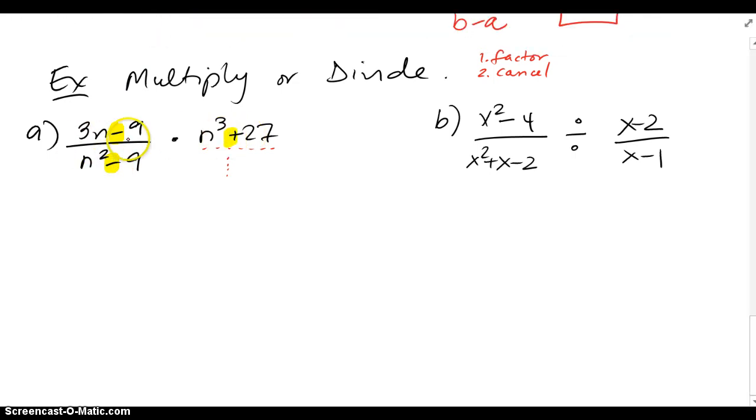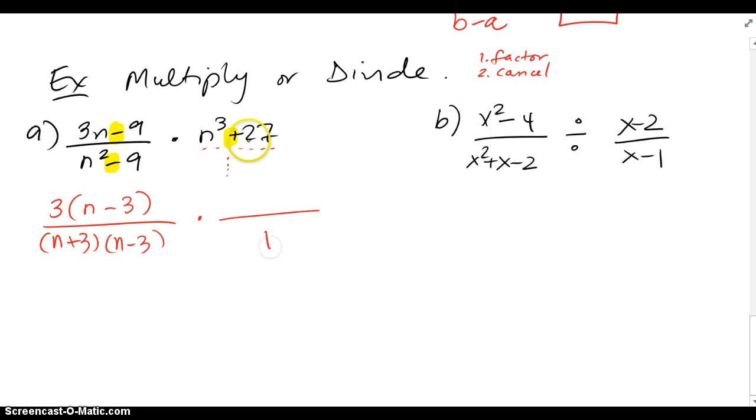So when I factor the first numerator, I'm going to take out a GCF of 3. That's going to leave me with 3n minus 3. When I factor the denominator, it's a difference of squares. N plus 3, n minus 3 is going to happen down there.